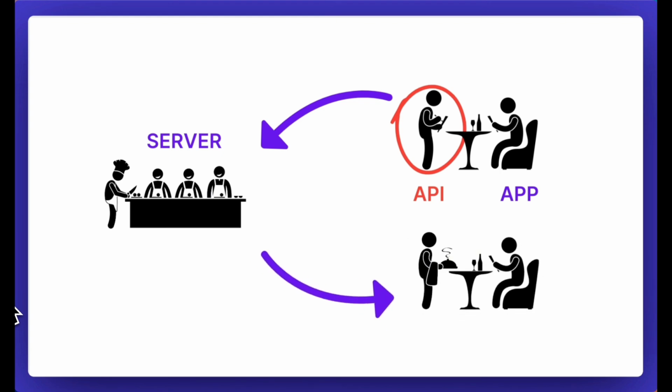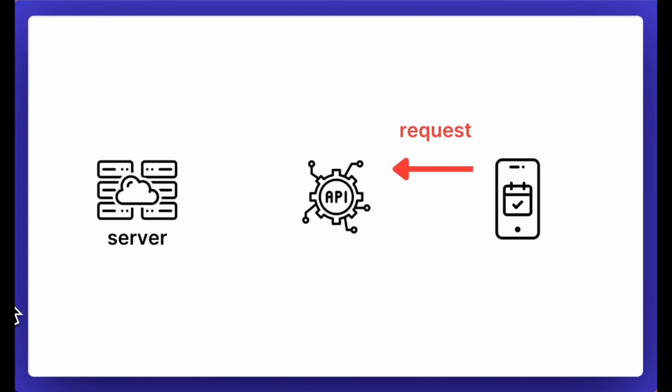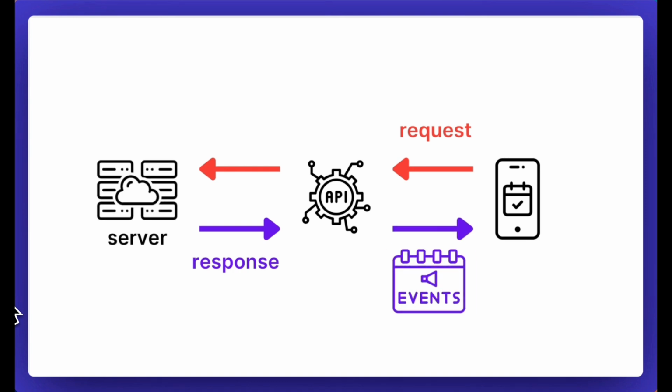For example, imagine you have a local events app on your phone. When you open the app and request the current events for your location, the app sends an API request to the event server. The server processes this request, gathers the local events data, and sends it back to the app as an API response. The app then displays this information to you in a user-friendly format. This interaction between the app and the server is facilitated by the API.